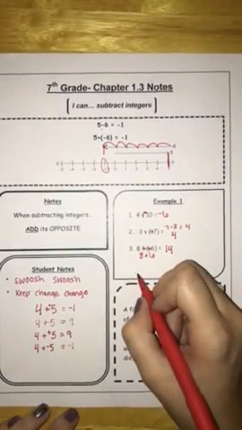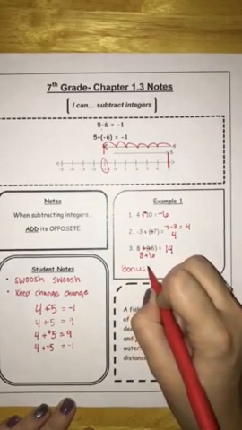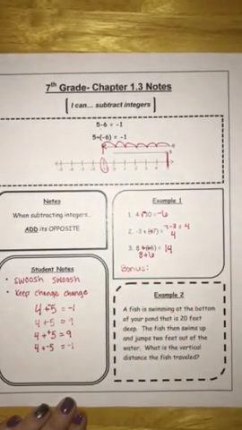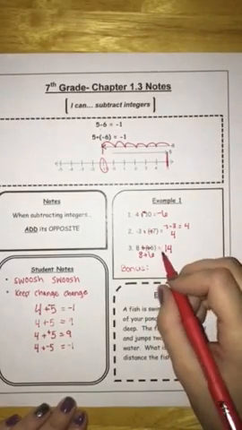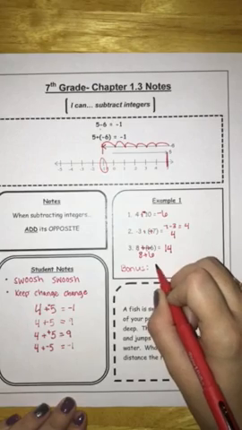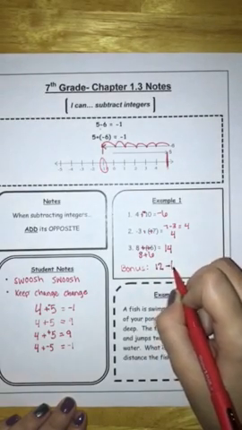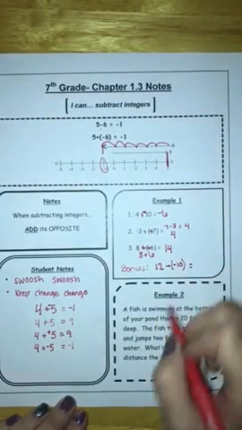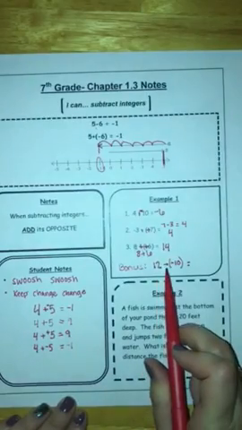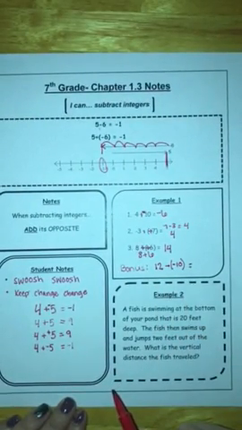So for your bonus question, the one I need you to do to show me you know what I'm asking and that you're following along, your bonus question is going to be a 12 minus a -10. What will that answer be? Keep, change, change. What will your answer be?